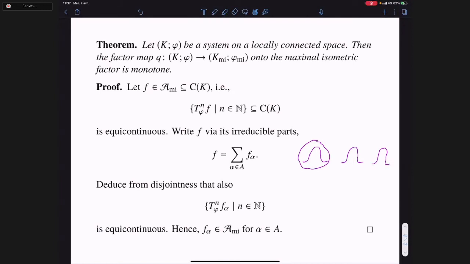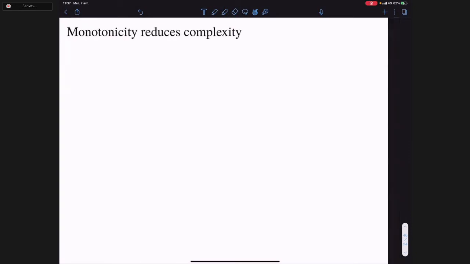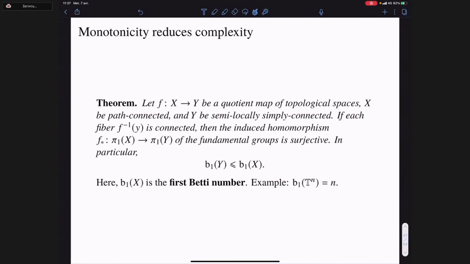Now, I want to go towards the spectral theory part quickly and tell you how monotonicity is actually useful for you. Now, if you talk to people in algebraic topology, you learn about the following theorem. So if you have a quotient map of topological spaces, there are some nice properties. So the top space is path connected and the lower space is maybe not too wild. You don't need to understand precisely what semi-locally simply connected means.